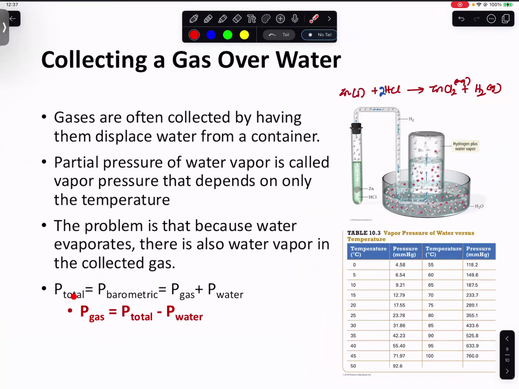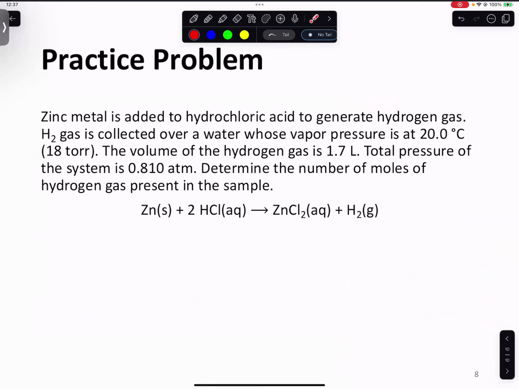If I rearrange this equation right here, I can say that the partial pressure of the gas equals the total pressure minus the partial pressure of the water vapor. And let's see how we can apply this to a problem right here.